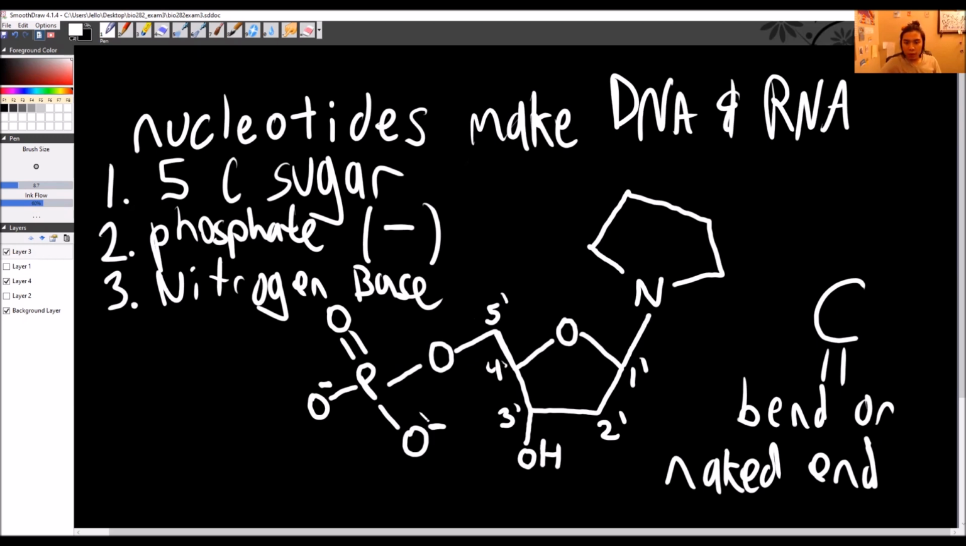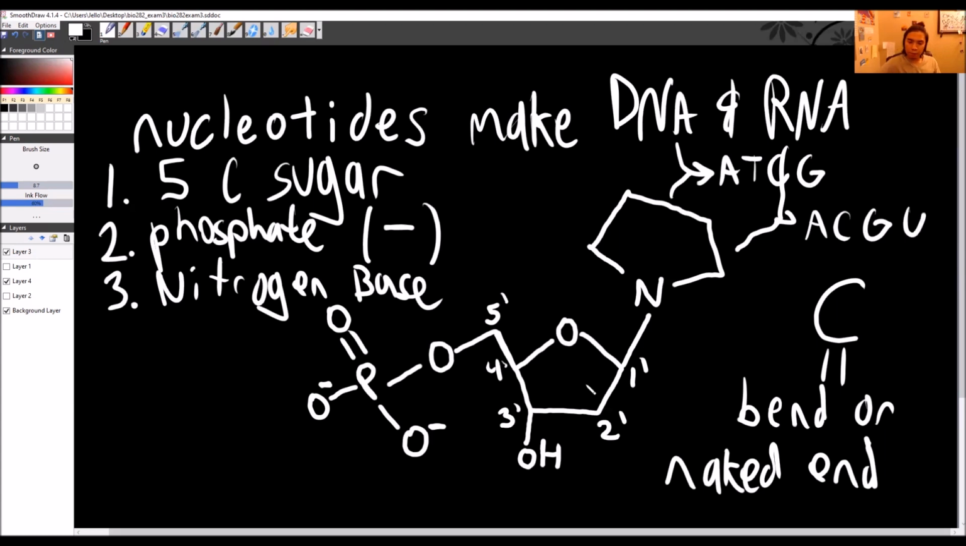So nucleotides differ from each other in their nitrogen bases. DNA can have 4 kinds of nitrogen bases. They can have an adenine, thymine, cytosine, or a guanine. And these are different in their chemical properties, they differ in their structure. And so you can have 4 different kinds of DNA nucleotides. RNA also has 4 of them. You have that adenine, cytosine, guanine, but instead of a thymine, we have a uracil.